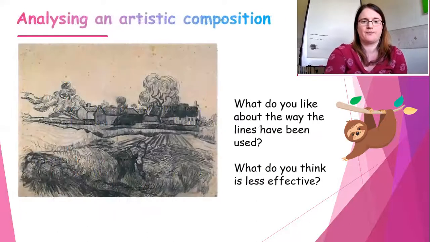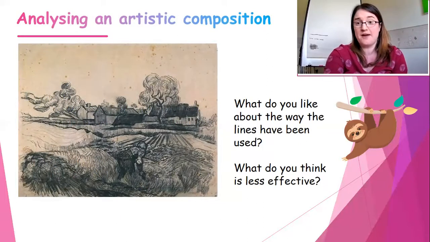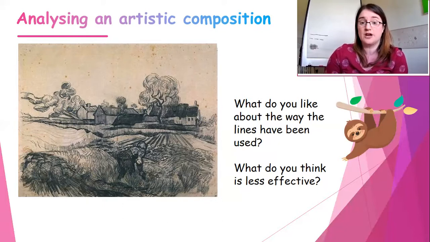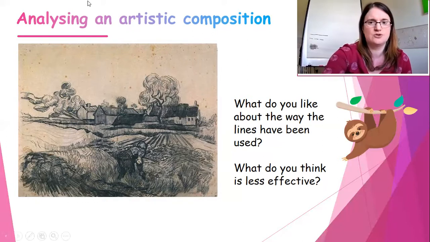So, this is an example of a drawing by Van Gogh. And this drawing, you can see, is made up of lines. Which lines do you like? Can you see any of those type of lines on the example that you've done? Which ones do you think don't work as well? I wonder, you can see here all sorts of lines, can't you?